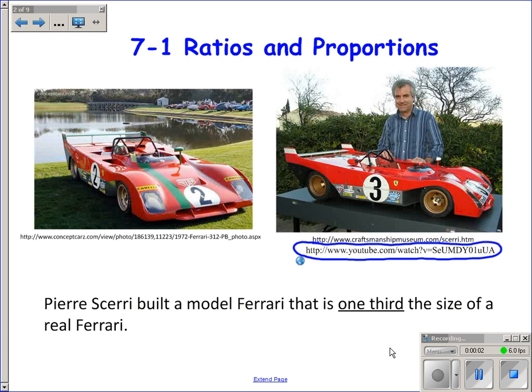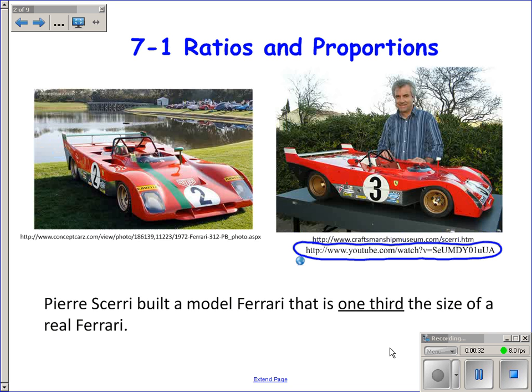Section 7-1 is about ratios and proportions. To start off, I want to give you an example of this man, Pierre Scerri, who built a Ferrari that is exactly 1/3 the size of a real Ferrari. He built the engines and all the gas valves and the tires and the spokes and everything that's on a real Ferrari, exactly 1/3 the size. It's actually a really interesting YouTube video if you want to watch it.